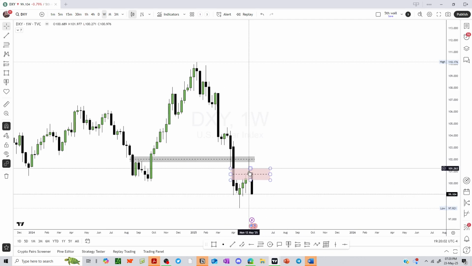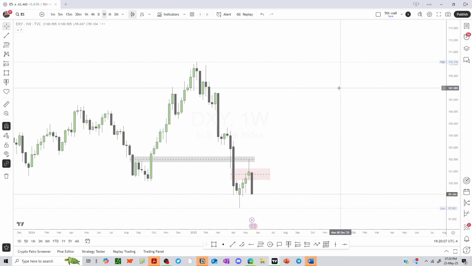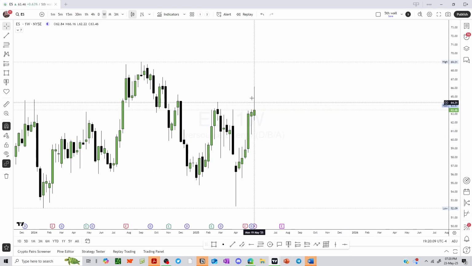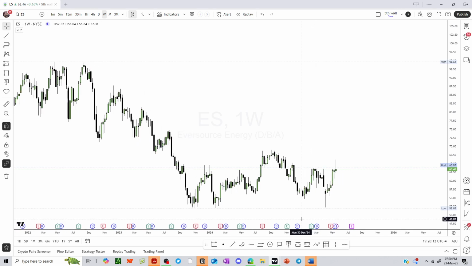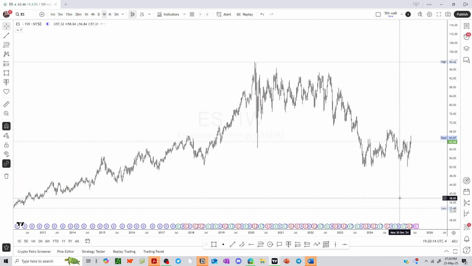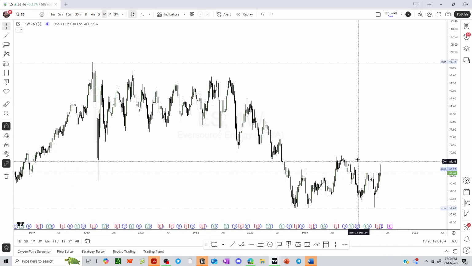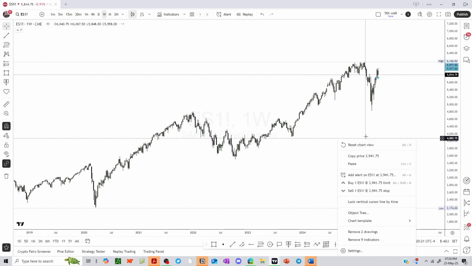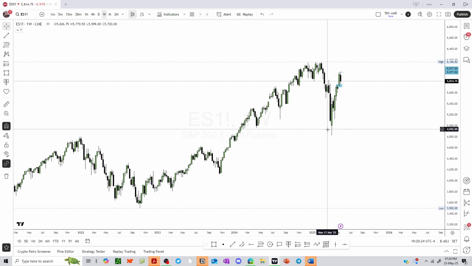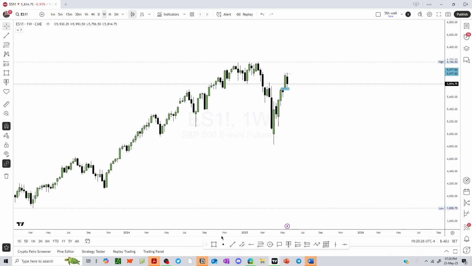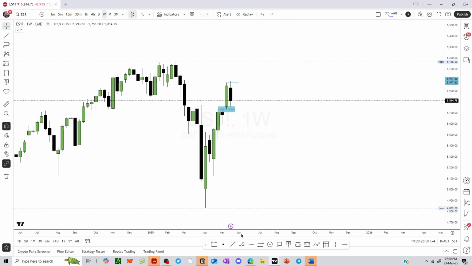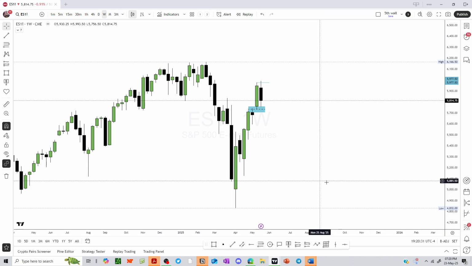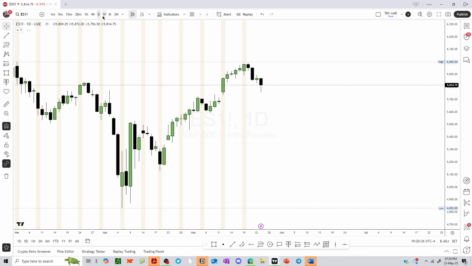So here price may be going down, which means that we can possibly expect higher prices, even though recently the dollar and the other asset classes have been pretty much trading in tandem with each other. That's the weekly review. Let's go down to the daily chart.